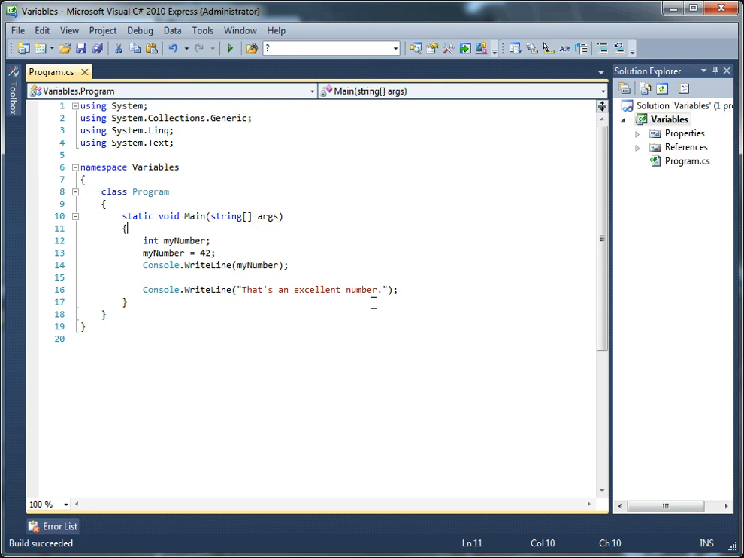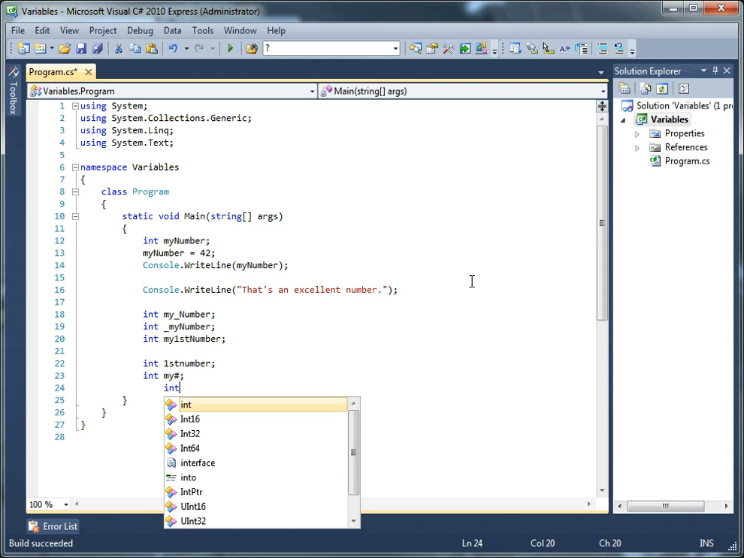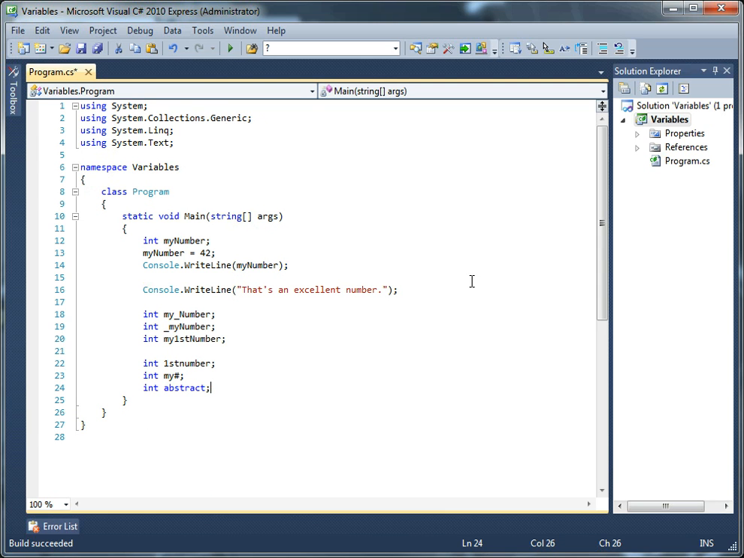I'll show you a quick example of a few valid and invalid variable names. So the first three are valid, but the last three aren't. First number is invalid because it starts with a digit. My number is not valid because it contains a character which is not a letter, number, or underscore. And abstract is invalid because abstract is a reserved word for C#.